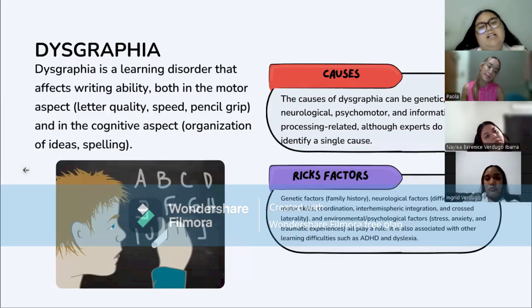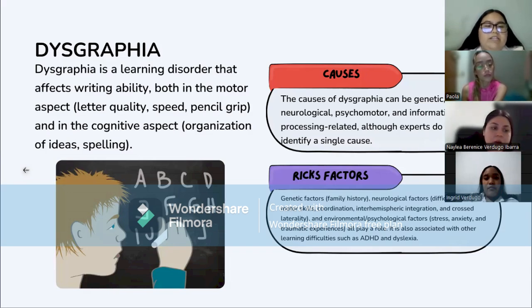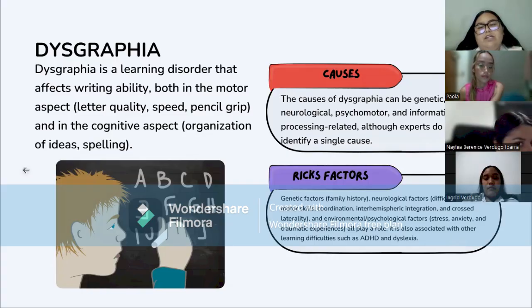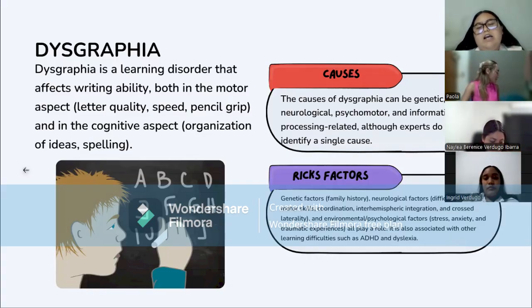Dysgraphia. Dysgraphia is a learning disorder that affects writing ability both in the motor aspect: letter quality, speed, pencil grip, and in the cognitive aspect: organization of ideas, spelling. Causes. The causes of dysgraphia can be genetic, neurological, psychomotor, and information processing related, although experts do not always identify a single cause.